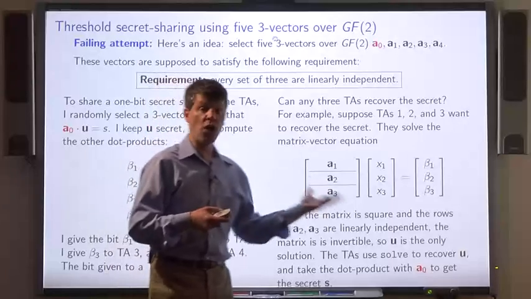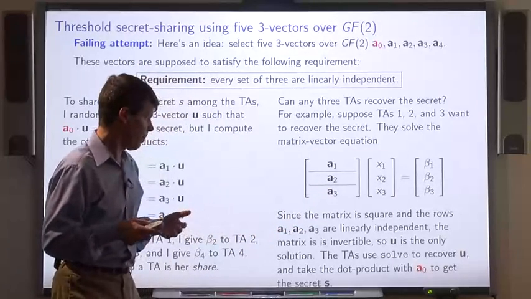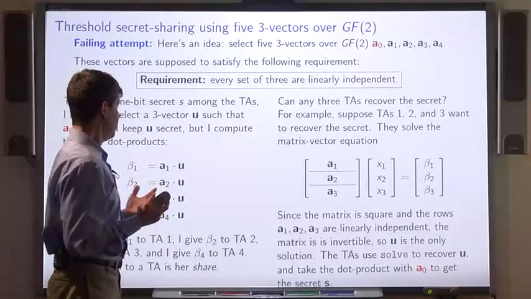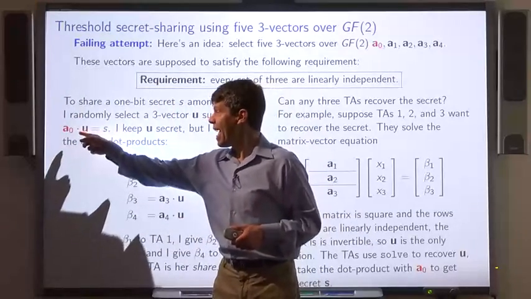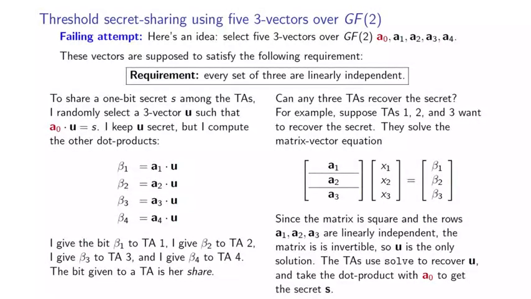Once the TAs solve this matrix vector equation using the solver, they have U, and so they can reconstruct the secret S by just taking the dot product of A0 with the vector U. So we see that 3 TAs can reconstruct the secret.